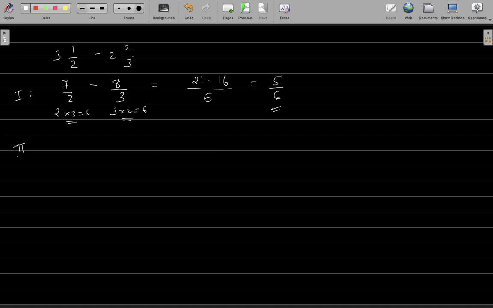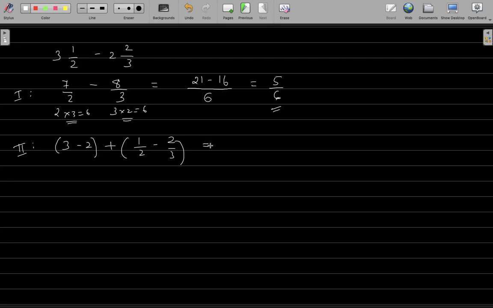Let us solve this using the second method. Using the second method, what are we going to do? We are going to subtract the whole numbers, that is 3 minus 2, plus we are going to subtract the fractions, that is 1 by 2 minus 2 by 3.